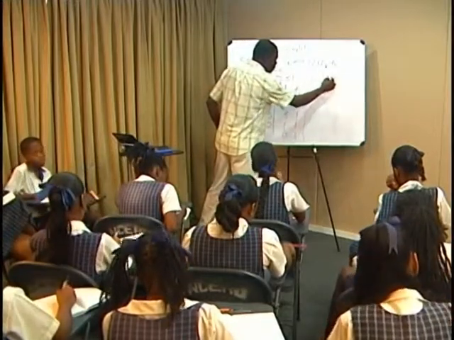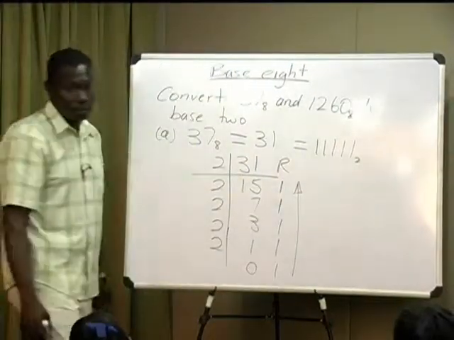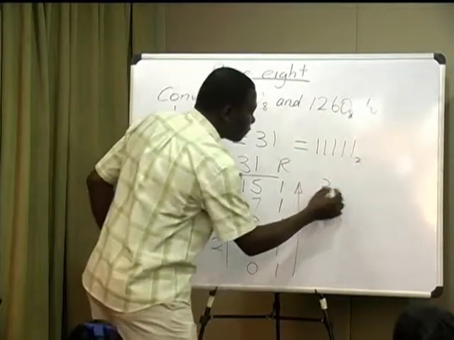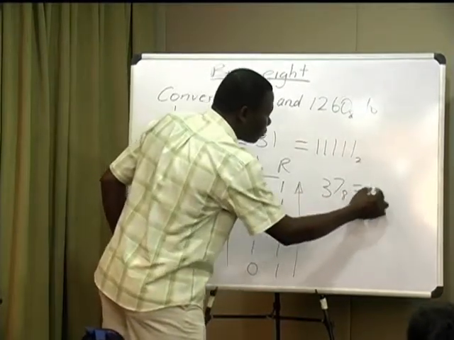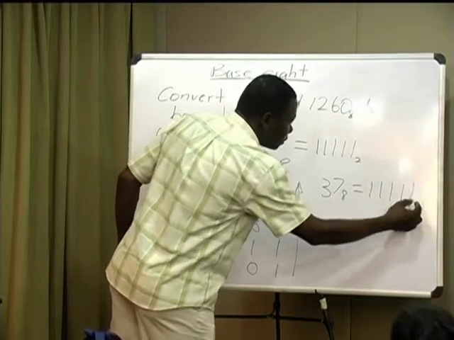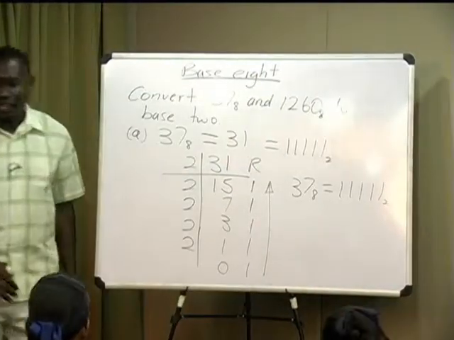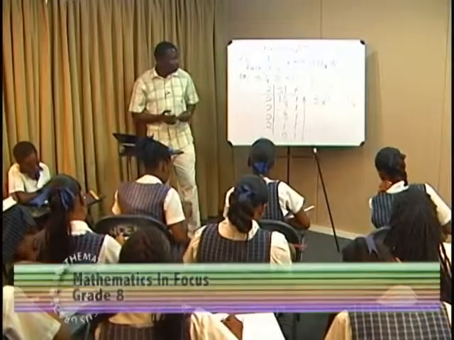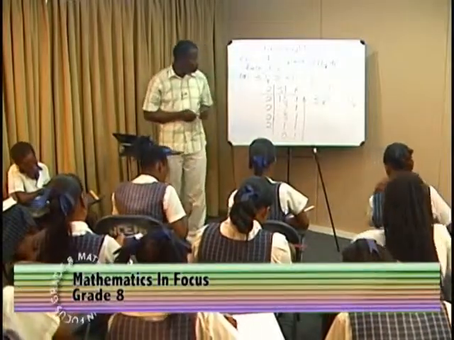1, 1, 1, 1, base 2. So it therefore means that 37 base 8 is equal to 1, 1, 1, 1, 1, base 2. And that's how we can convert from base 8 to base 2.